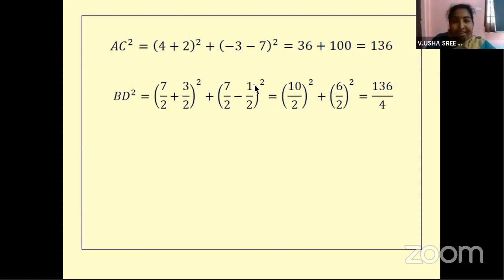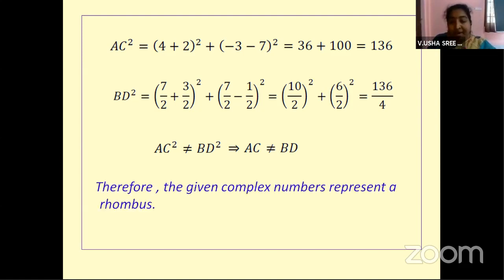Now, clearly, AC square is not equal to BD square. When AC square is not equal to BD square, AC is not equal to BD. Therefore, the sides are equal, but diagonals are not equal. So we can conclude that the complex numbers are representing a rhombus.